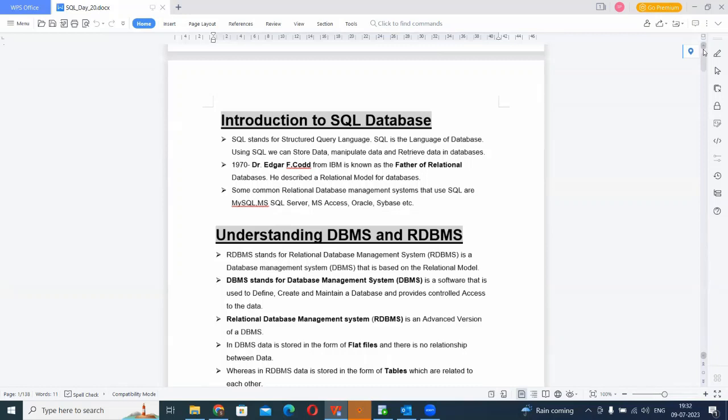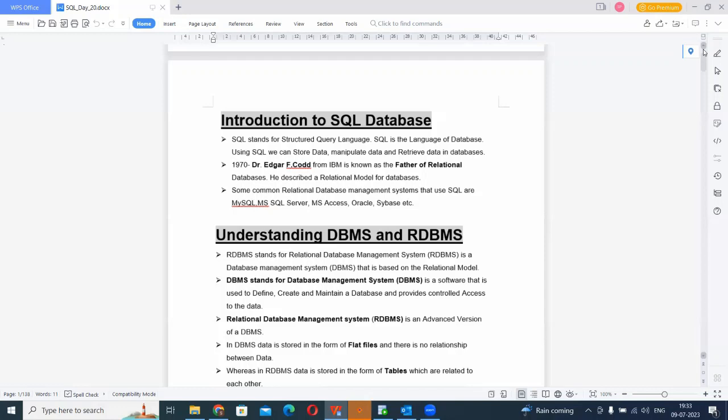So SQL abbreviation, I was saying yesterday, it has 3 terms. So what does this SQL stand for? It stands for Structured Query Language. It is the language of database. It is a language that a database can understand. So using this SQL, we can store the data, we can manipulate the data, and we can retrieve the data that is present in the databases.